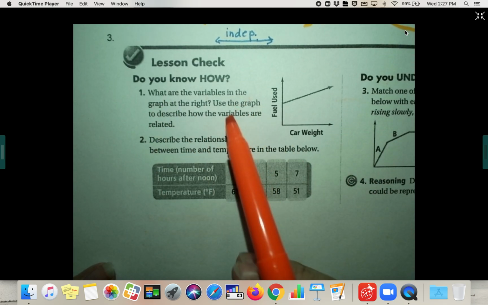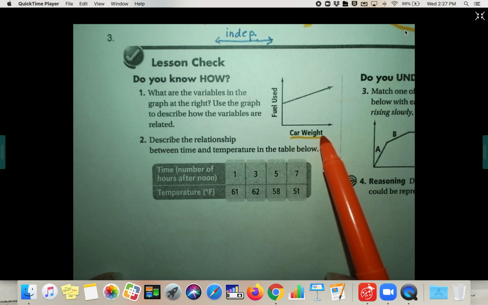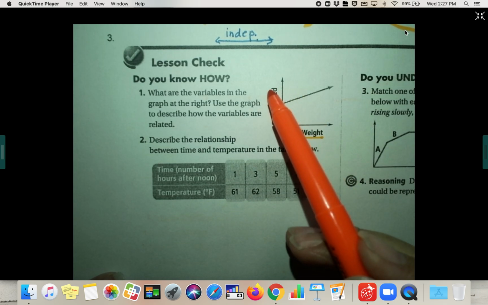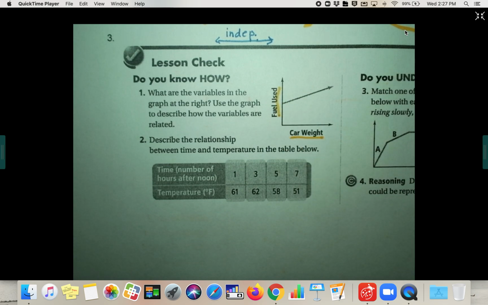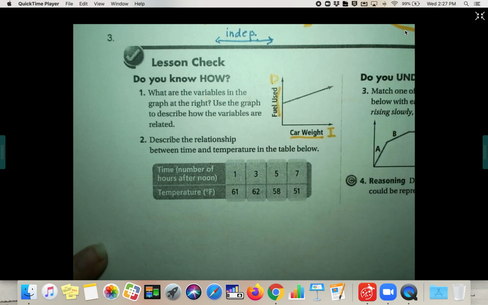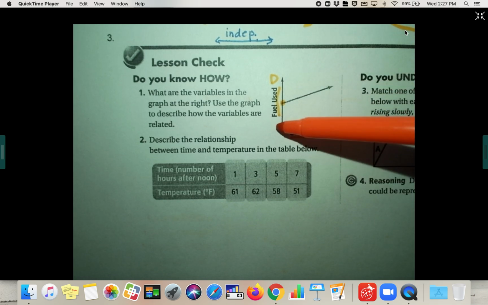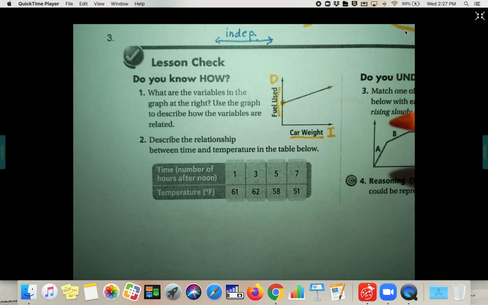What are the variables? And use it to describe it. So the variables are car weight, which is independent, and the amount of fuel that's used that is dependent. So independent, dependent. So what they're saying is a car's weight is going to start here. A car's weight's never going to be at 0. Car always has a weight.